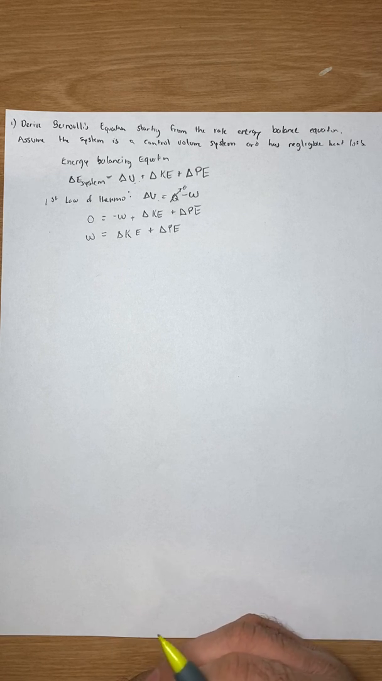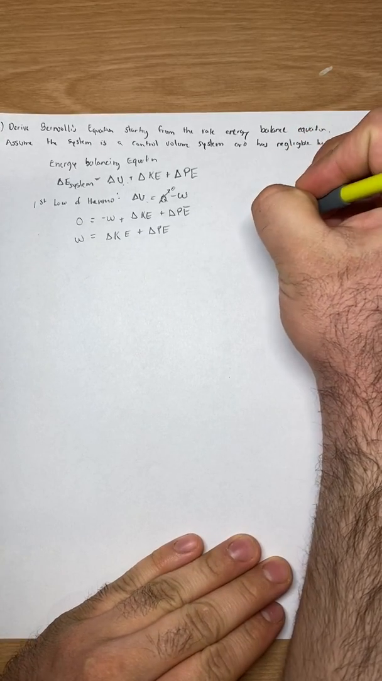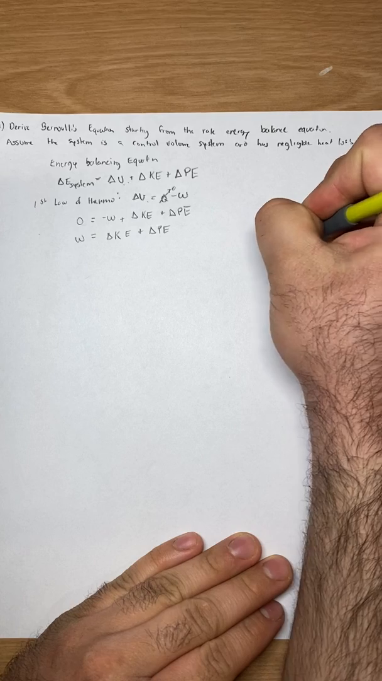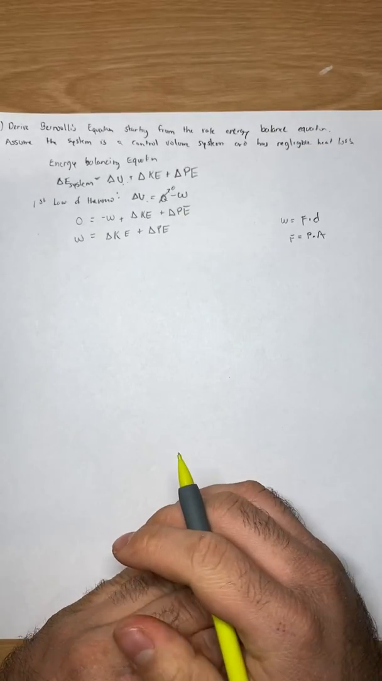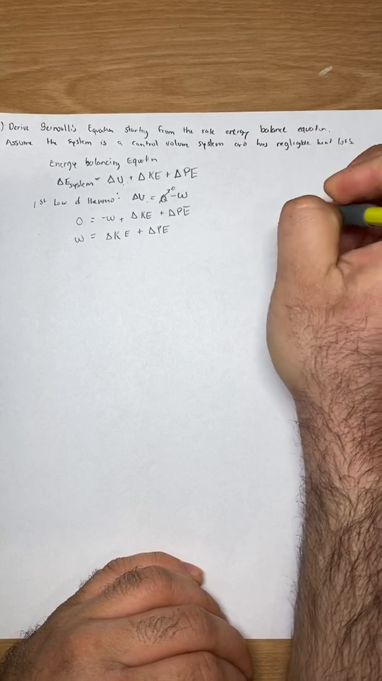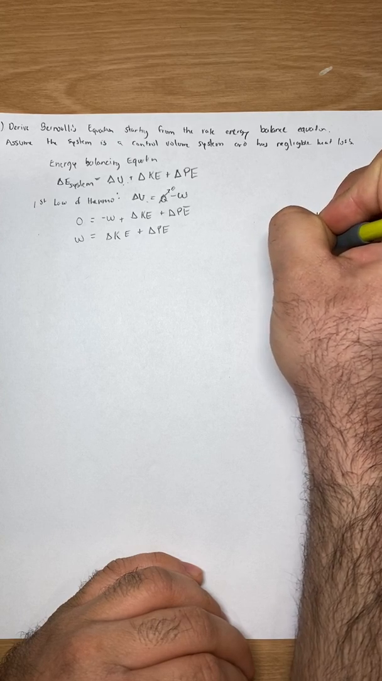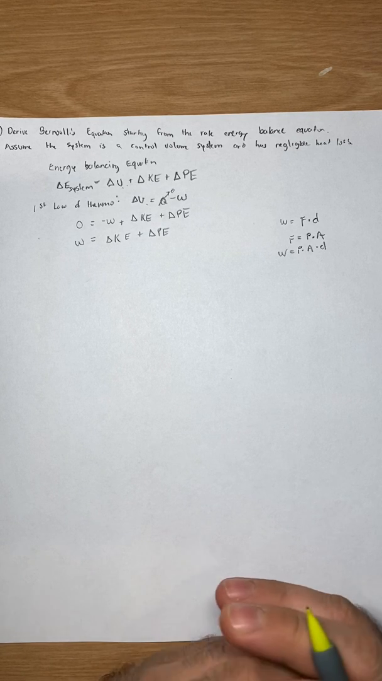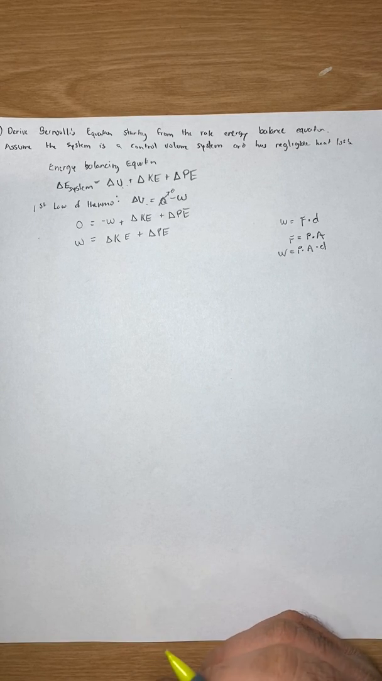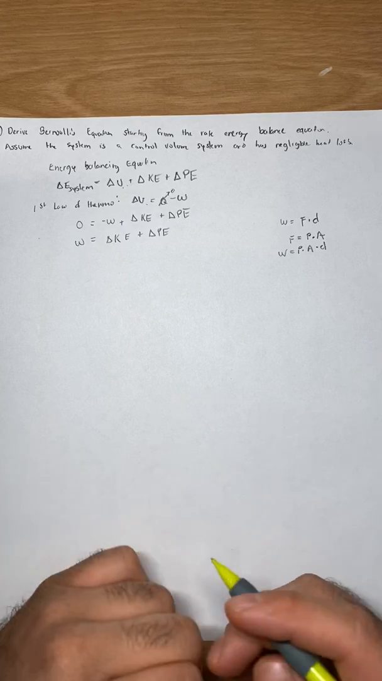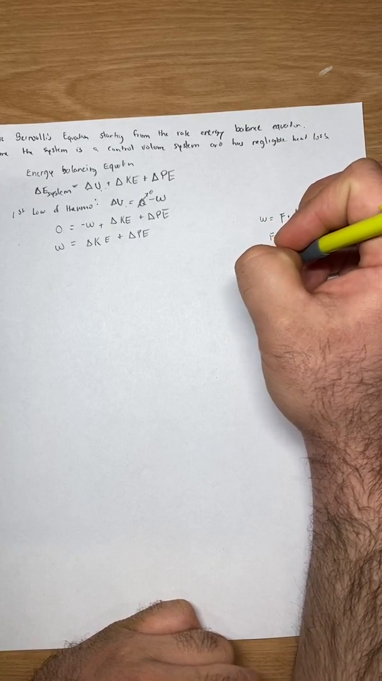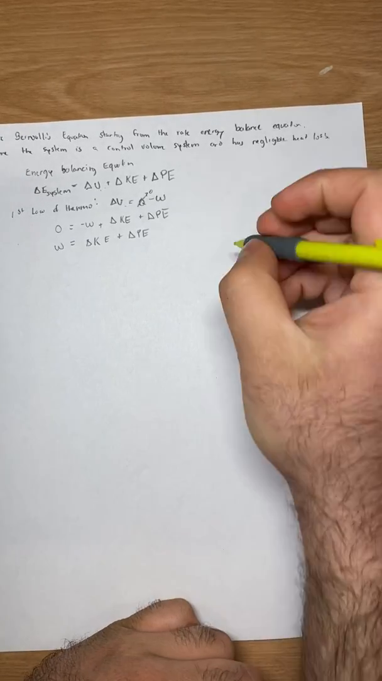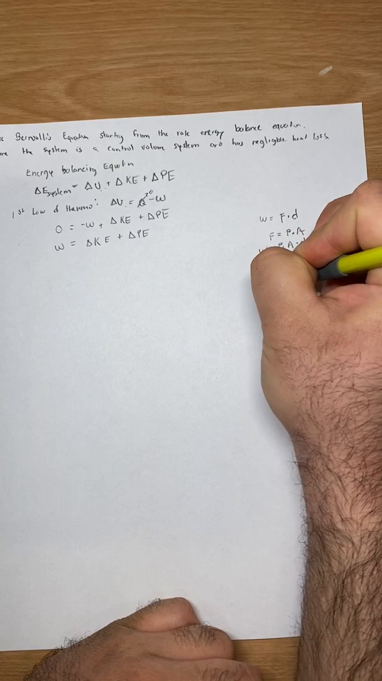So to help explain this, we know that work equals force times distance, and then we know that force equals pressure times area, and we can plug this back in. So work equals pressure times area times distance. If we assume that the liquid flowing through the pipe is incompressible, then we can state that volume equals area times distance.